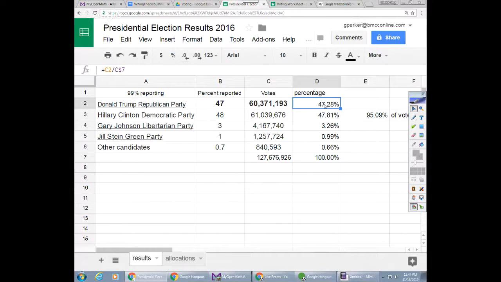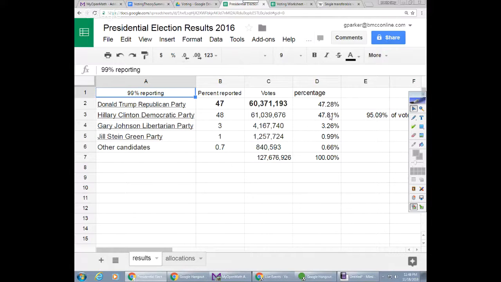So these are slightly more accurate versions of those percentages, based on 99% of states reporting who voted. We're missing roughly 1% of the data here. We get roughly 47.25% for Trump and 47.8% for Clinton.